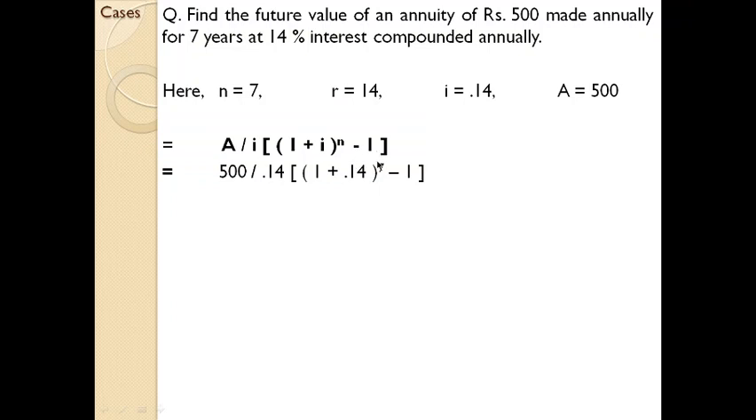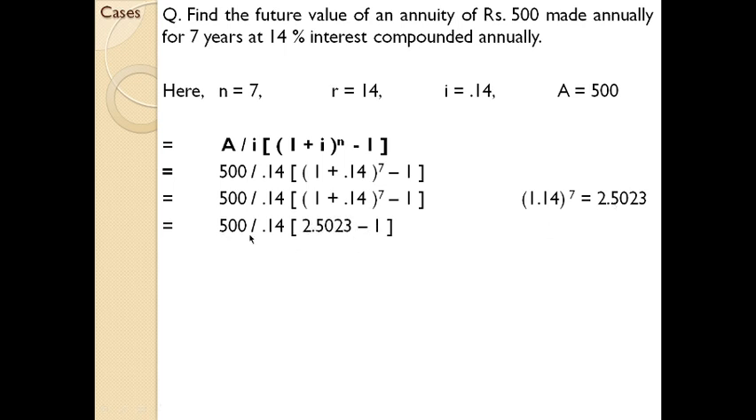I hope you understand this part. It can be written as 500 divided by 0.14 into (1 plus 0.14) raised to 7 minus 1. Here 1 plus 0.14 will become 1.14. Raised to 7 means you need to multiply 1.14 seven times, 1.14 into 1.14 into 1.14, likewise multiplying it 7 times. So you will get 2.5023. By substituting this amount in the equation, you will get 500 divided by 0.14 into (2.5023 minus 1).